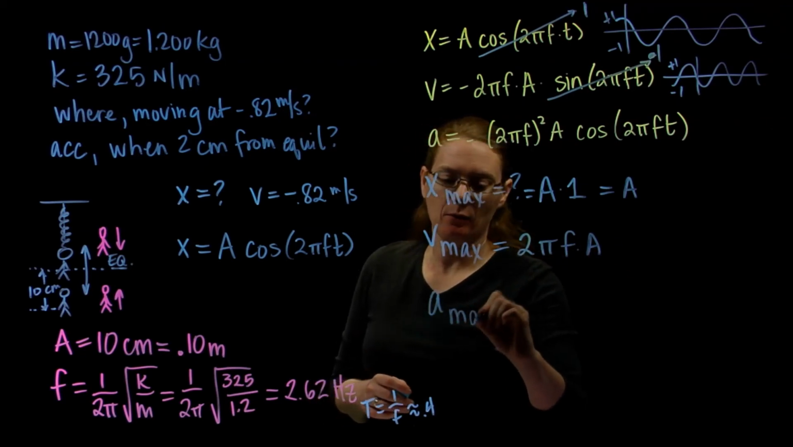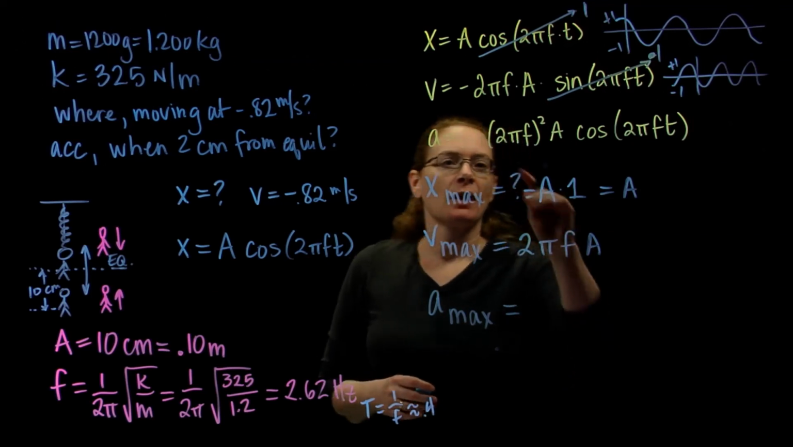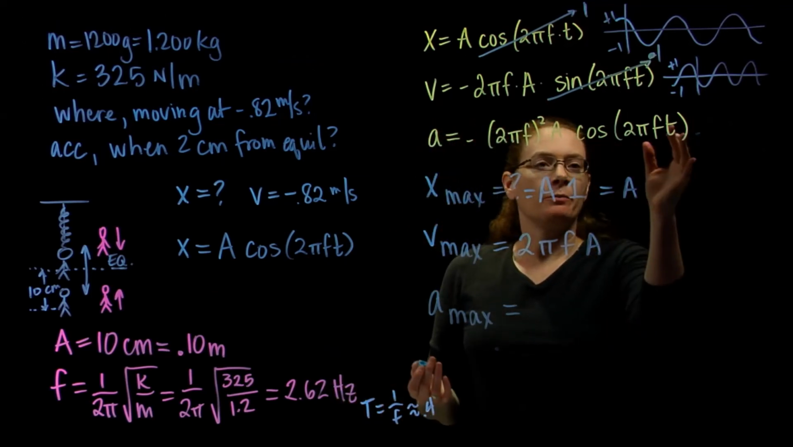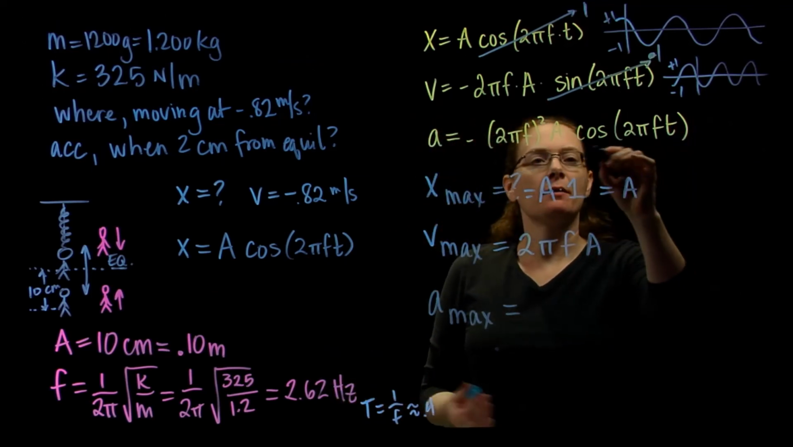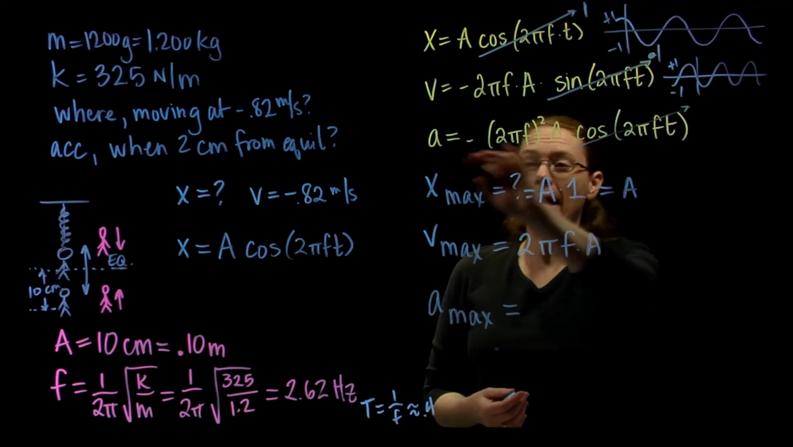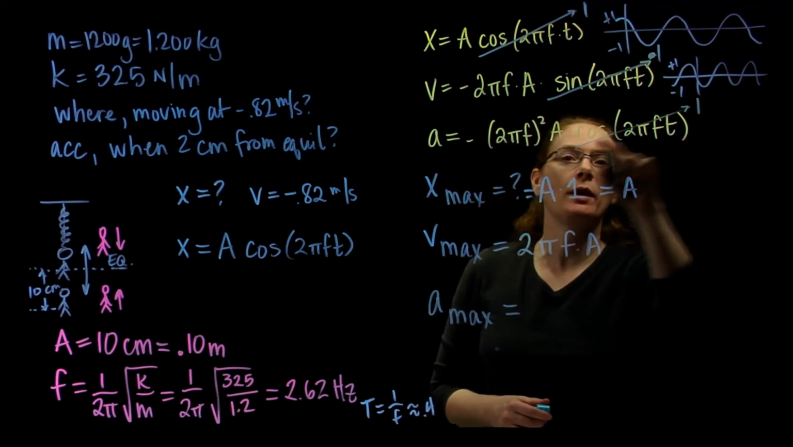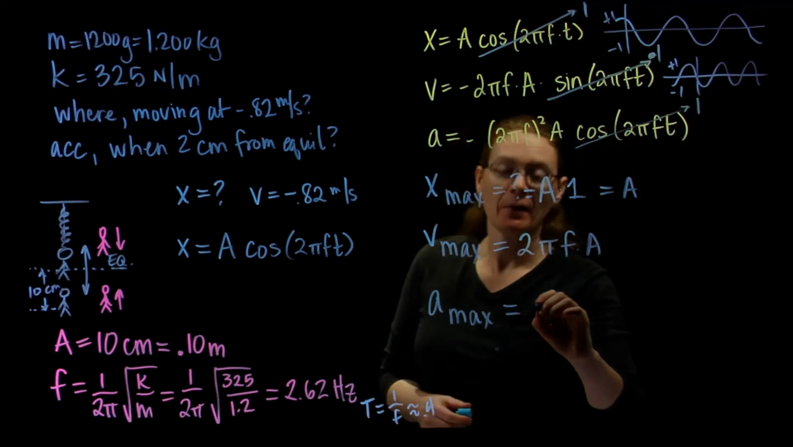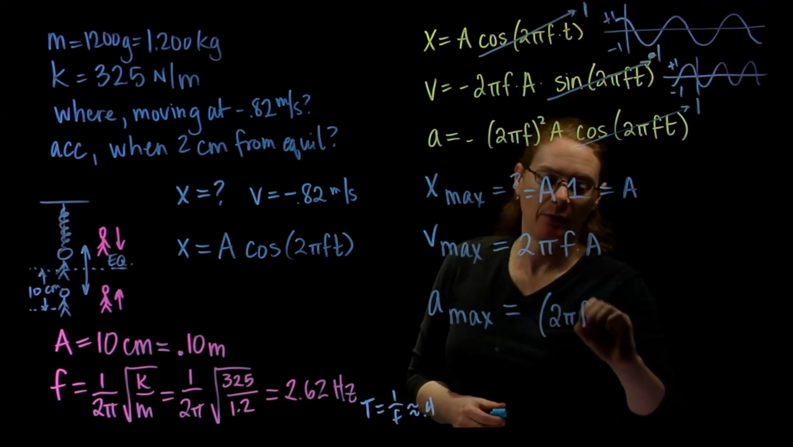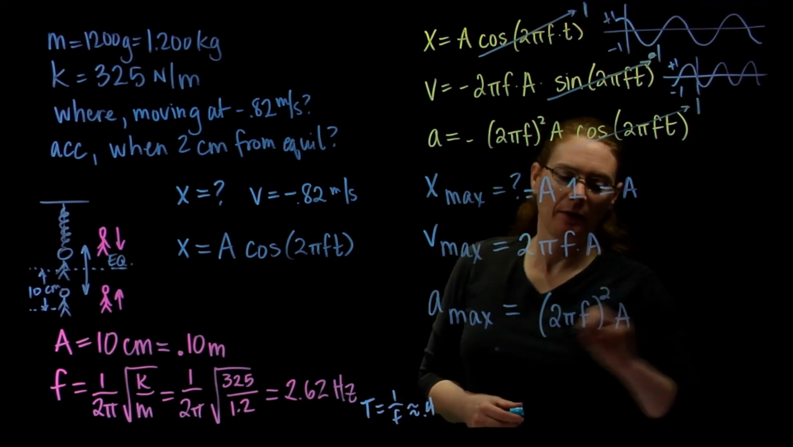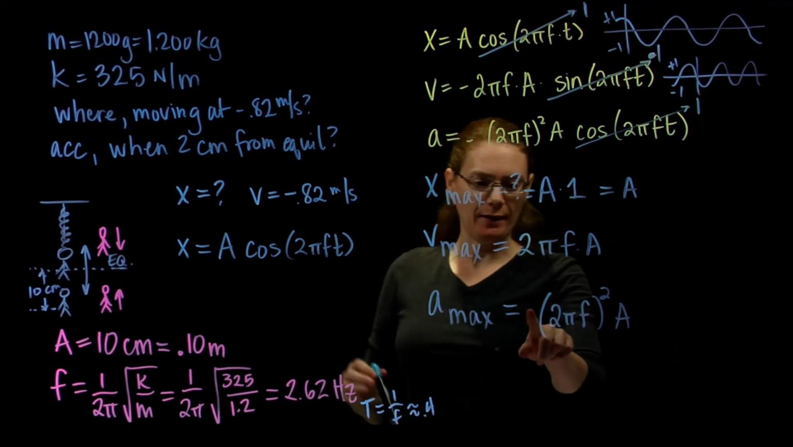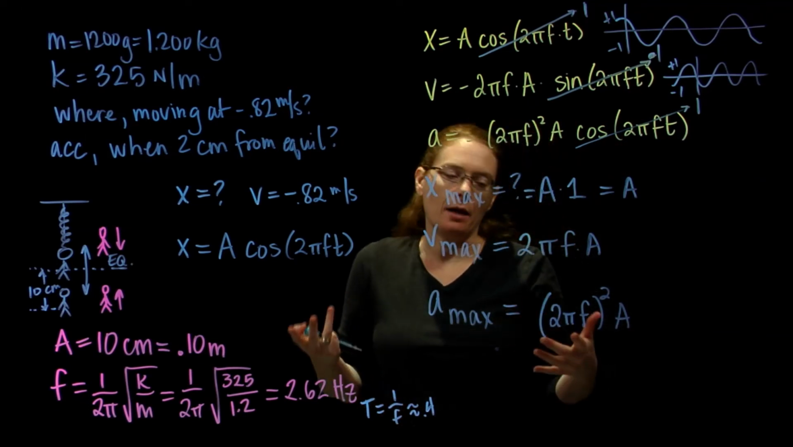And same thing with the maximum acceleration. The cosine has to go between 1 and -1, so the biggest the acceleration can ever be is when this whole thing is 1. So 2 pi f squared times our amplitude. And again, I don't care about that negative sign. I'm just looking for the number.